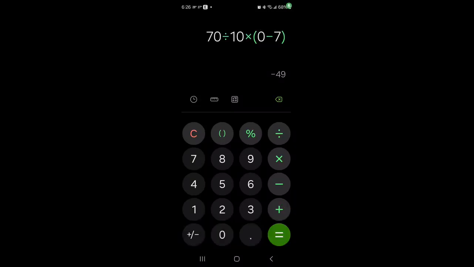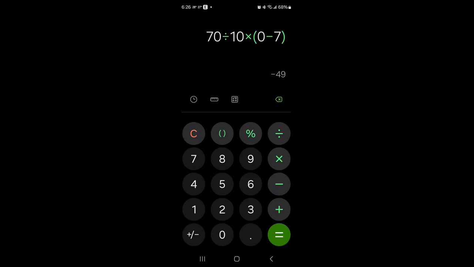And real quickly, I just want to show the results of a scientific calculator. This is a cell phone, Android phone calculator. 70 divided by 10 times the quantity 0 minus 7. Now, when you enter that in your calculator on an Android phone, it automatically puts the multiplication symbol in there for you because the Android phones are programmed to basically treat implicit and explicit multiplication the same. So the answer you're going to get is negative 49.